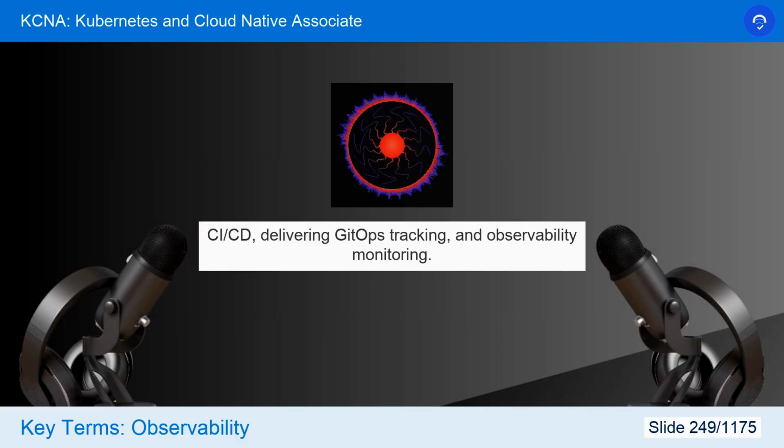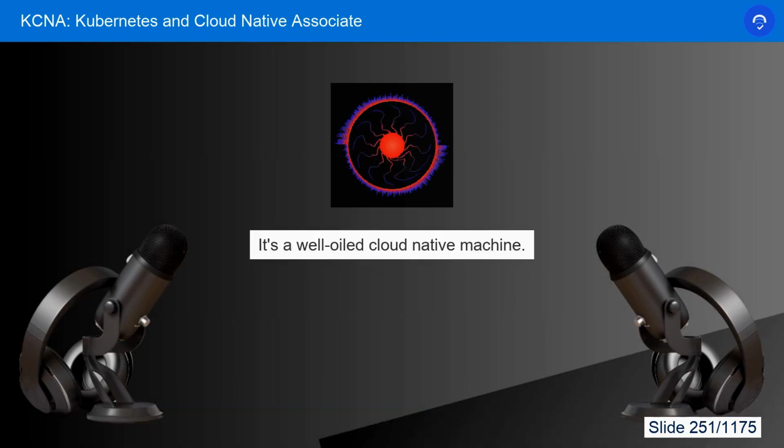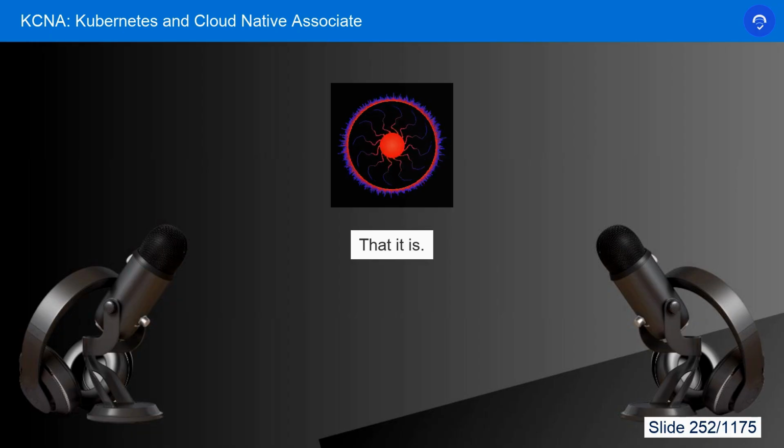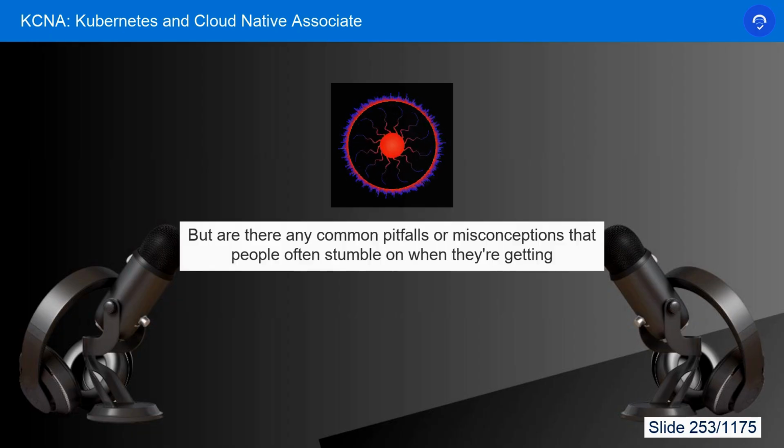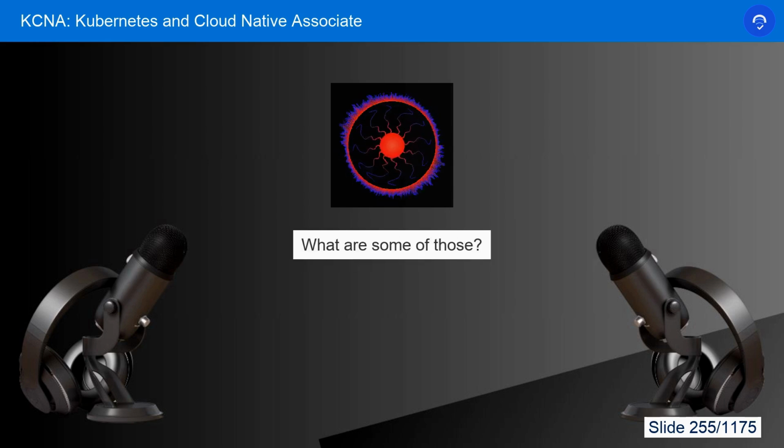CI/CD, delivering GitOps tracking, and observability monitoring. It's a well-oiled cloud-native machine. That it is. But are there any common pitfalls or misconceptions that people often stumble on when they're getting started with cloud native? What are some of those?